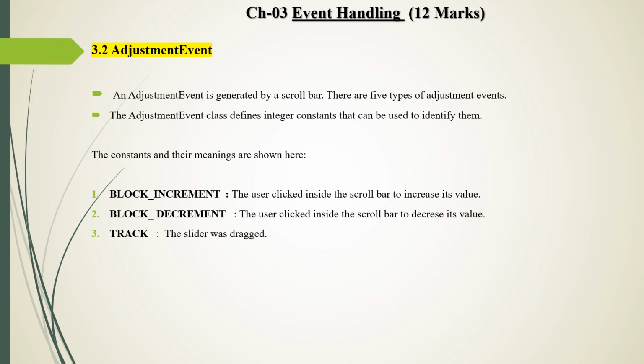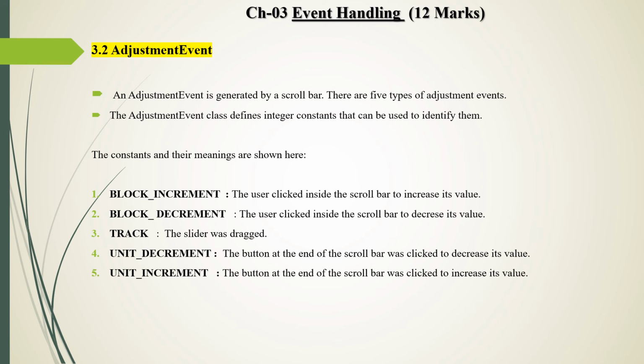Then the next constant is track. The slider was dragged. When the scroll bar slider is dragged, that time the track constant is used. Fourth constant is unit underscore decrement. The button at the end of the scroll bar was clicked to decrease its value. And last one, unit increment. The button at the end of the scroll bar was clicked to increase its value. So these are the 5 constants which help to identify which type of event occurred in the scroll bar.